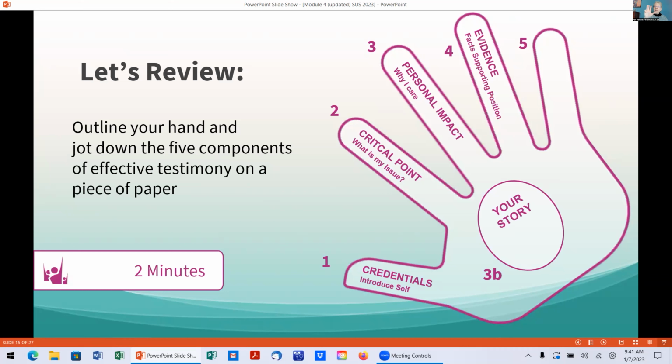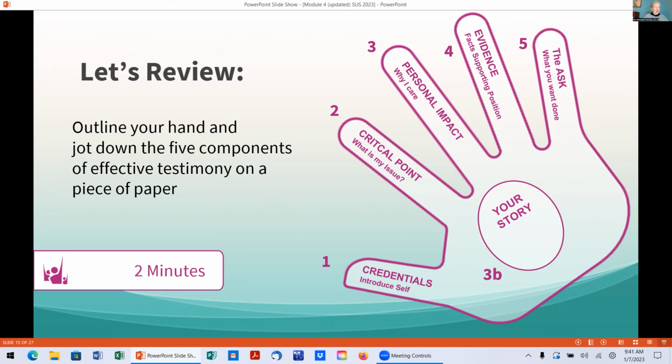Fourth, what facts or evidence do you have that support your position? And last, what was your ask? What is it that you wanted done? How'd you do? Can I enter that in the chat? This is a helpful, handy little guide.